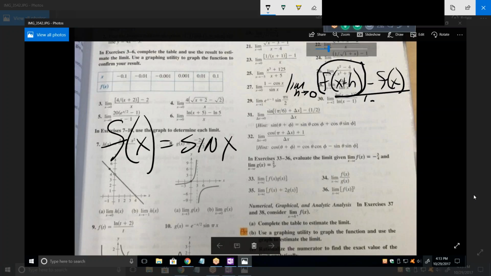What we know, in other words, the very first thing you have to do to solve this limit definition is figure out what f of x is and f of x plus h. Well, if f of x is sine of x, then f of x plus h is sine of x plus h.